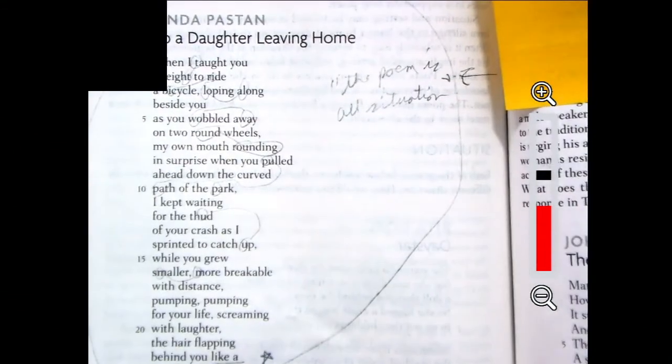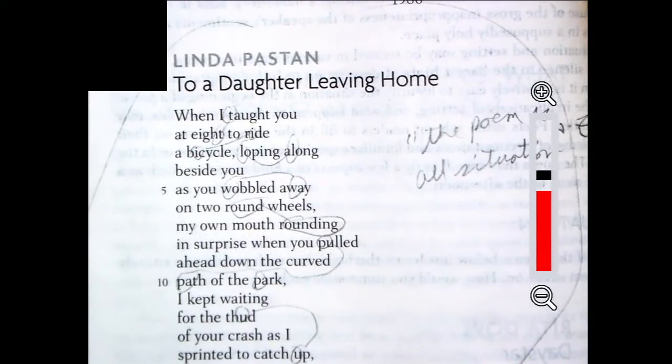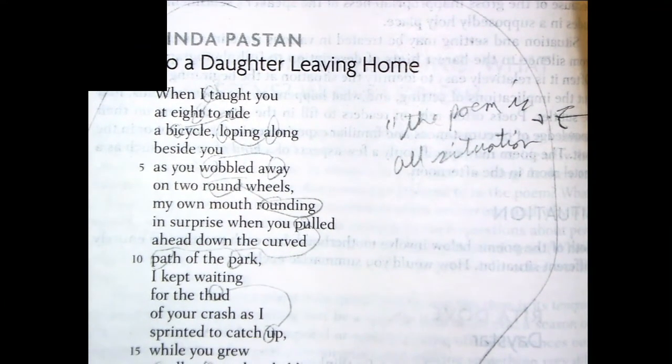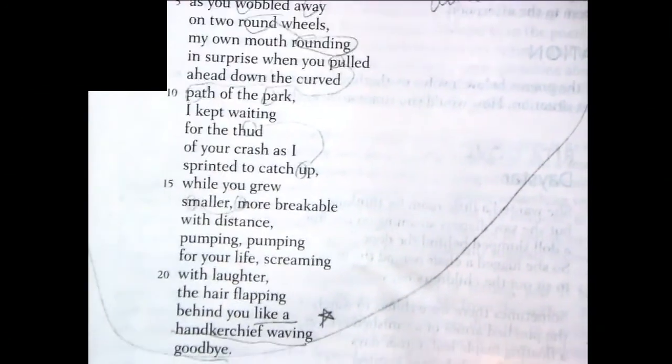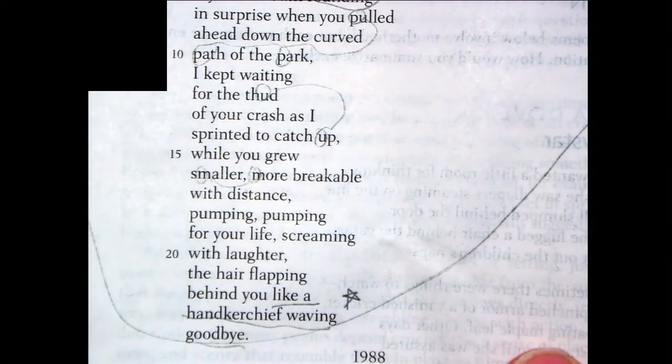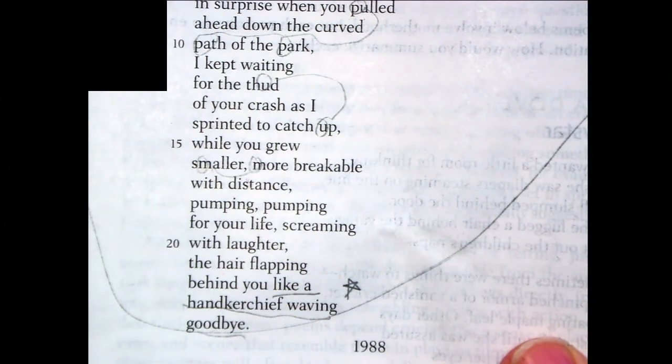To a Daughter Leaving Home. When I taught you at 8 to ride a bicycle, loping along beside you as you wobbled away on 2 round wheels, my own mouth rounding in surprise when you pulled ahead down the curved path of the park. I kept waiting for the thud of your crash as I sprinted to catch up, while you grew smaller, more breakable with distance, pumping for your life, screaming with laughter, the hair flapping behind you like a handkerchief waving goodbye.